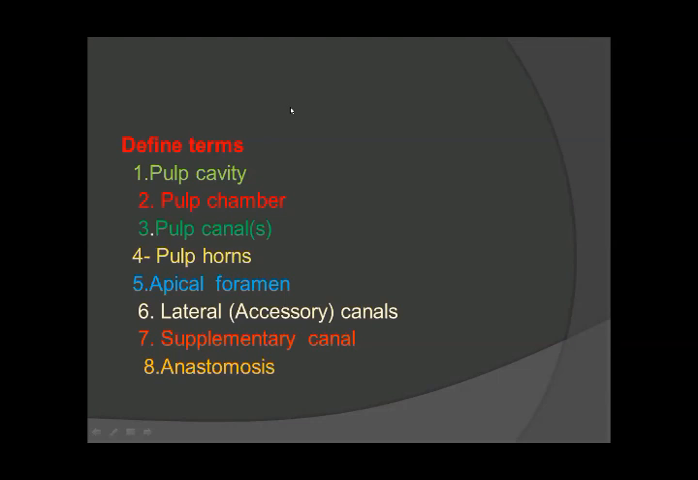Anastomosis. What is anastomosis? An anastomosis is an extra canal branch. Good. Any question?